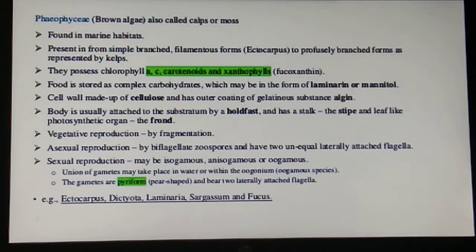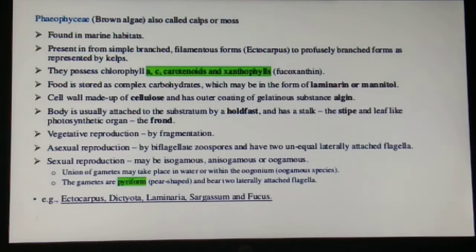Fine, students, in case of brown algae, their cell wall is made up of cellulose and it has an outer covering that is gelatinous. It is made up of a gelatinous substance that is known as algin. Now their body is usually attached to the substratum, basically just for support, because they are non-motile. So they have to attach their body with the substratum, and it has a stalk, the stipe, and a leaf-like photosynthetic organ that is known as the frond.